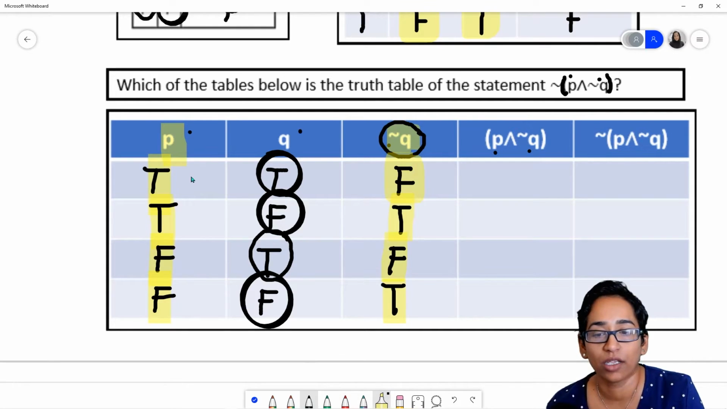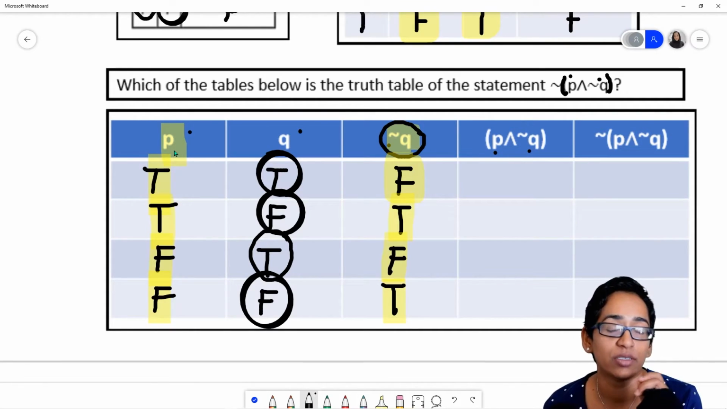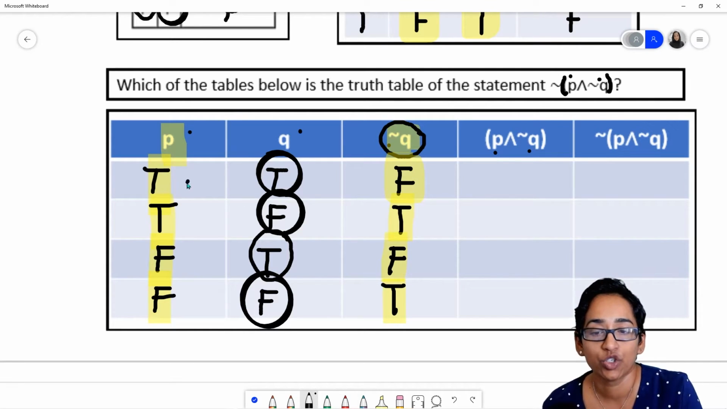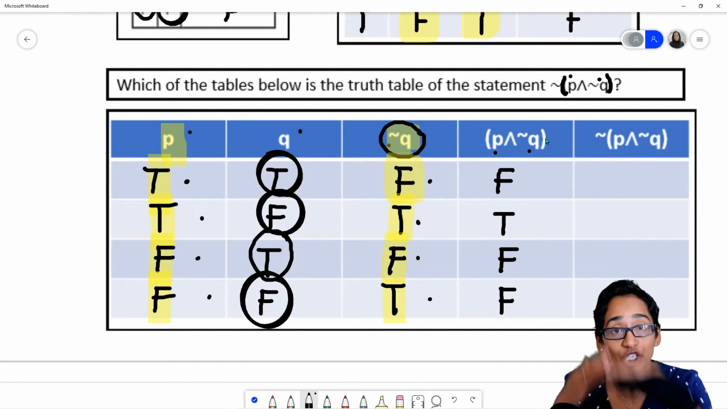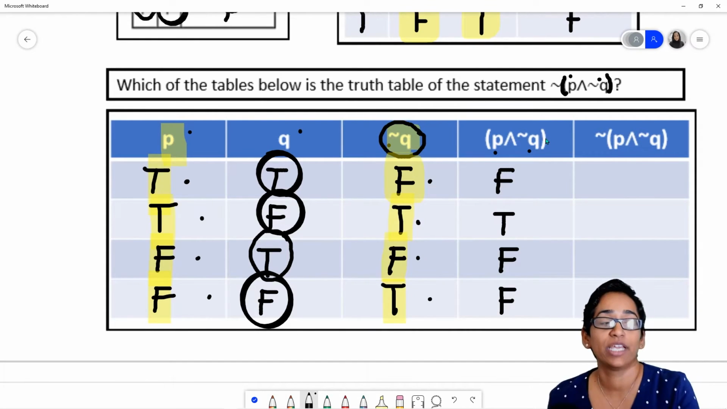P and not Q. Remember the conjunction, the conjunction is true when both of them are true. It's an and. So true and false, false. True and true, true. False and false, false. False and true, false. But once I finish the parentheses, now I go to the negation.